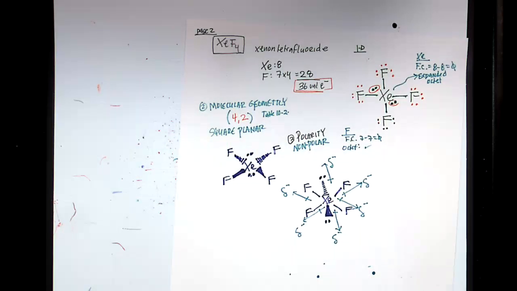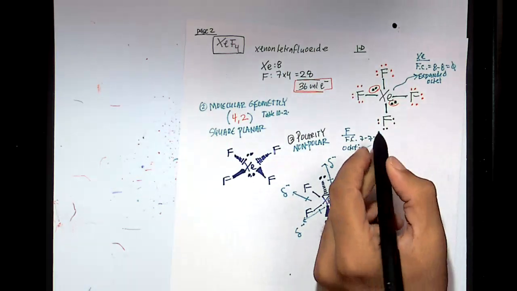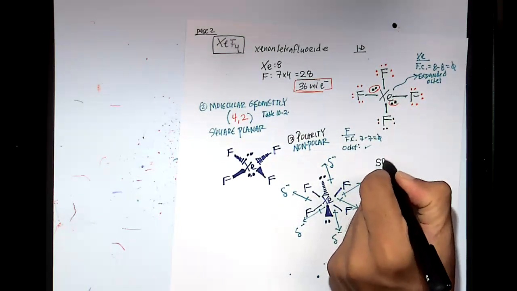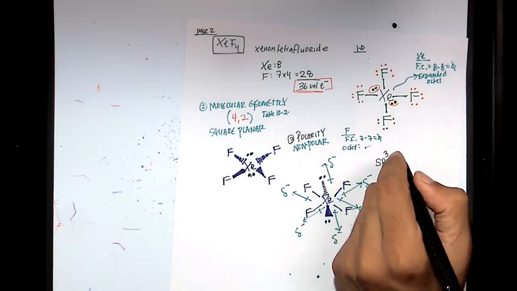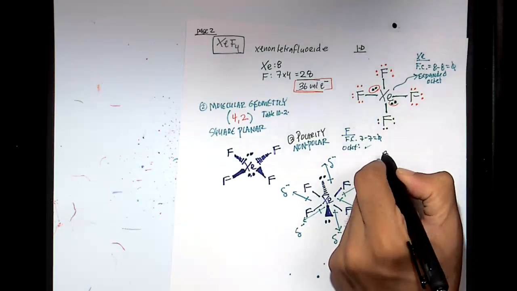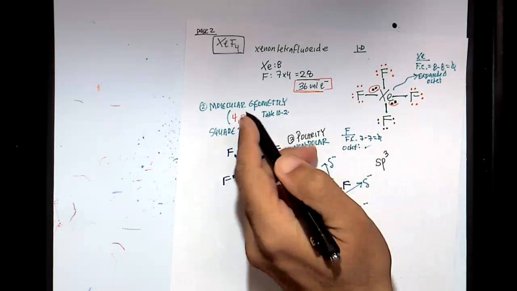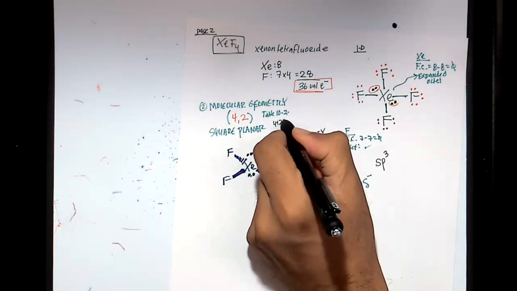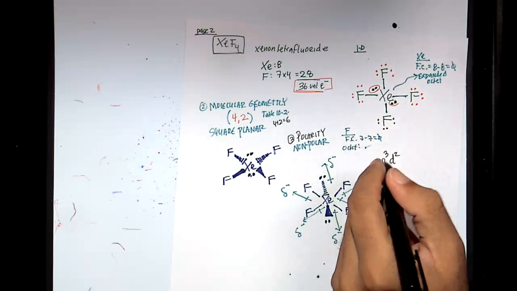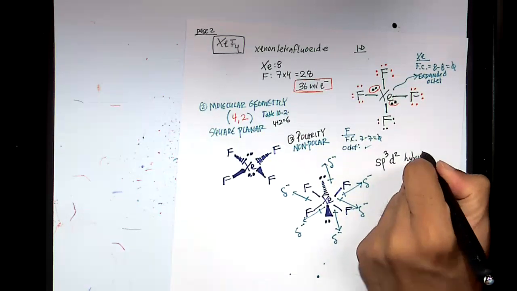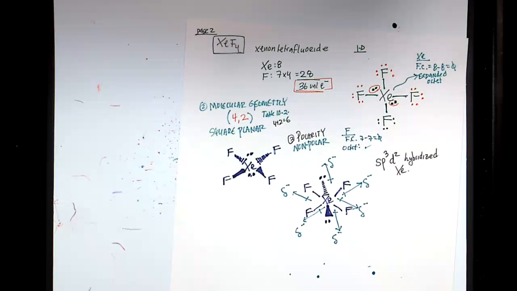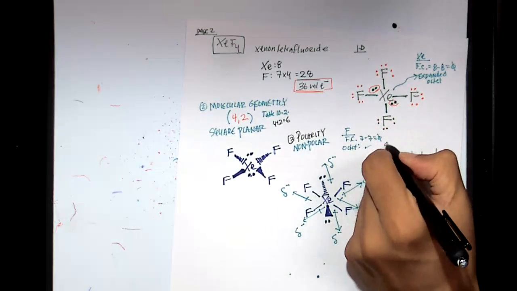All right, 4 bonds and 2 lone pairs. How will we accommodate that? 4 plus 2 is 6, right? So we're going to take 1 s. P has 3 slots available. And then how many will we take from d? 3 plus 1 is 4. How many more do we need to get to 6? We need 2. So this is an sp3d2 hybridized xenon. This is our hybridization.